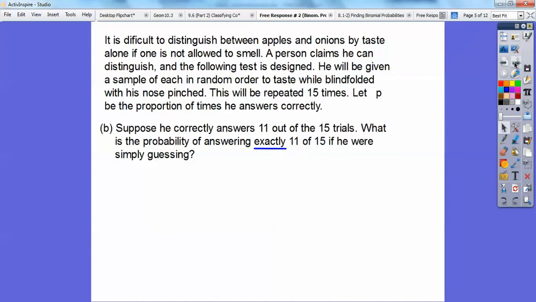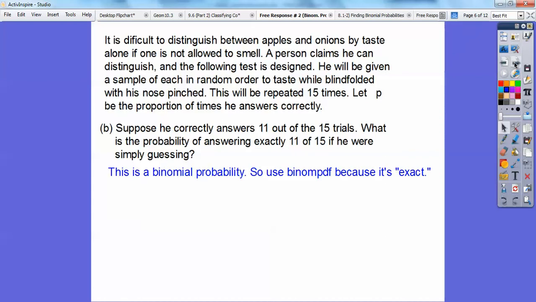Part B says, suppose he answers 11 out of the 15 trials. So he answers correctly 11 times out of the 15 trials. What is the probability of answering exactly, notice I underlined exactly, 11 of the 15 if he were simply guessing? Exactly is a binomial PDF. You're just finding the probability at exactly 11, you guys.